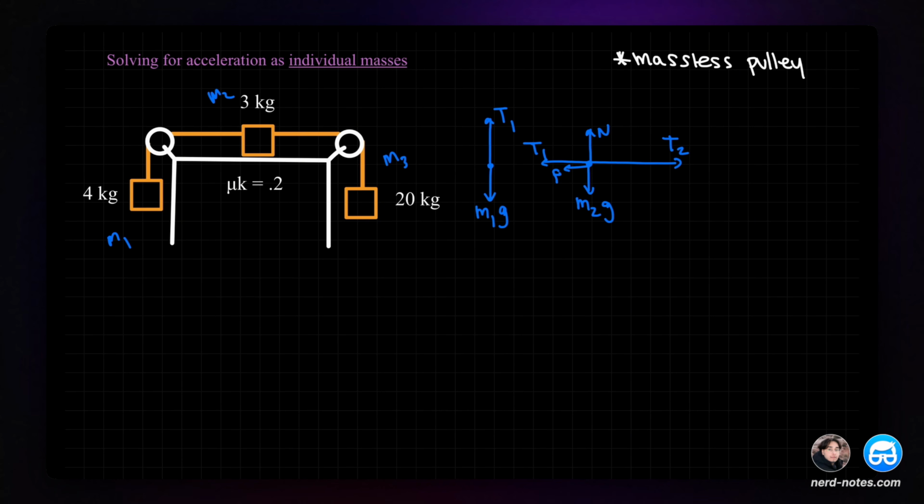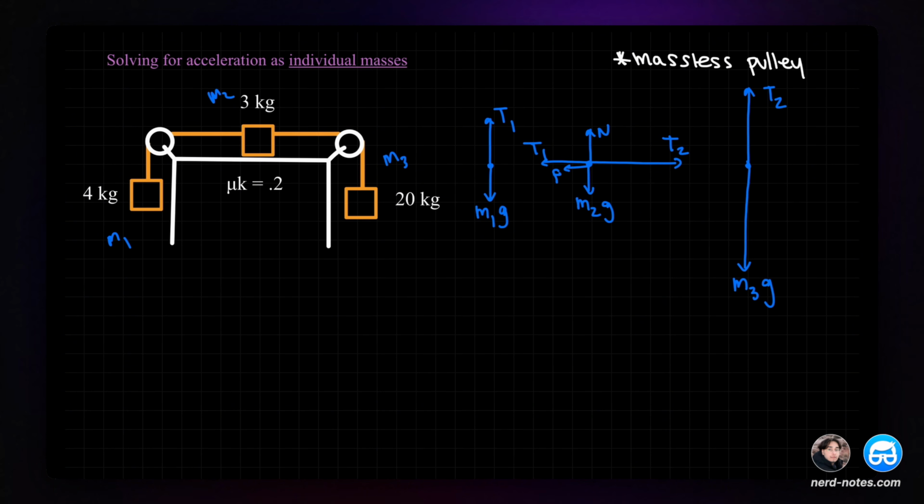Lastly, we're going to draw an FBD for the M3 mass, so that's the 20 kg mass. And this one, I'm going to draw tension first, that's T2. So once again, I'm going to roughly match the length of the vectors, so that way I can be consistent. And then we have the weight of the block itself, which is going to be bigger than the tension vector, so we're going to call that M3G. Again, because there should be a net force down, and that net force will cause the block to accelerate downwards. Alright, there we go. There's our 3 FBDs.